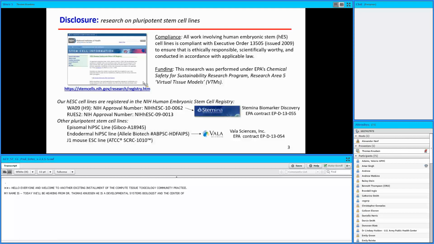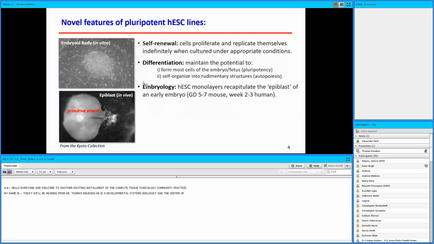The cell lines I'll talk about include the human H9 cell line from Y-cell. We have a contract that we had with Stemina Biomarker Discovery that generated a lot of the data that I'll be talking about. There's also additional work that's being done in-house at the EPA using the human cell in the NIH repository, as well as a number of pluripotent stem cell lines that are being used, including several from human systems and the J1 mouse cell line. So with this disclosure slide, I'm basically saying we haven't done anything on embryonic stem cell lines that's not compliant with federal law.